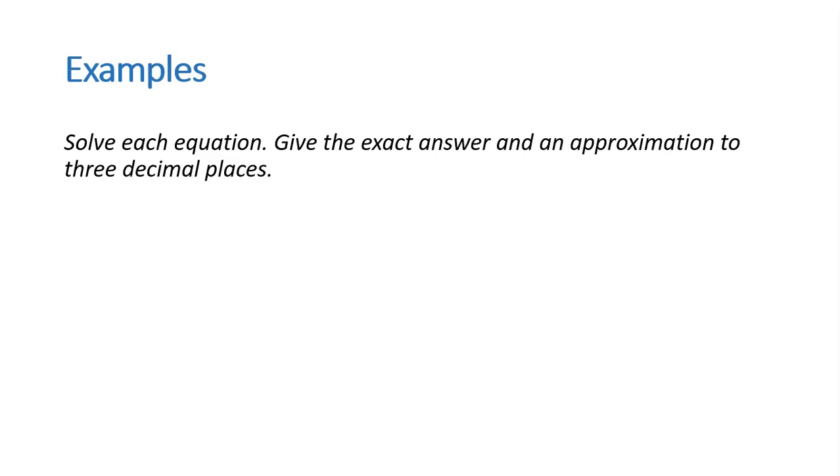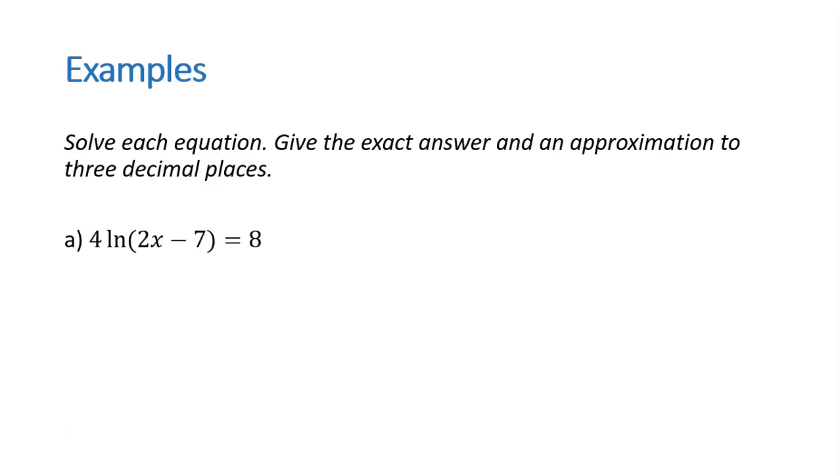So let's try a couple like this. We want to solve, give an exact answer, and an approximation to three decimal places. So our first equation is 4 times the natural log of 2x minus 7 is equal to 8.